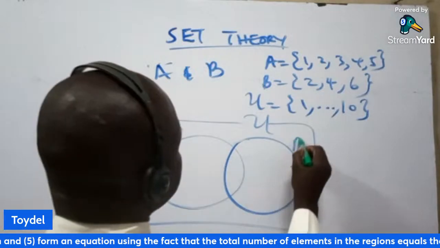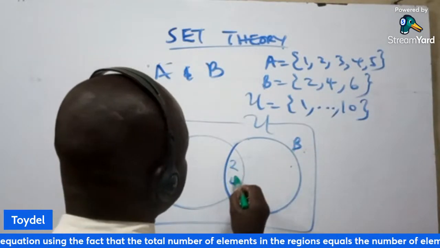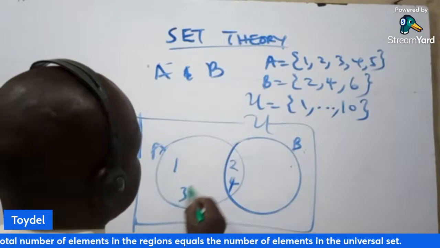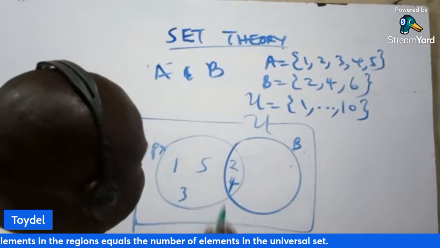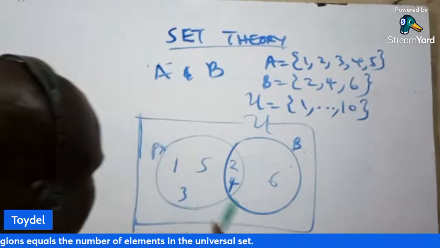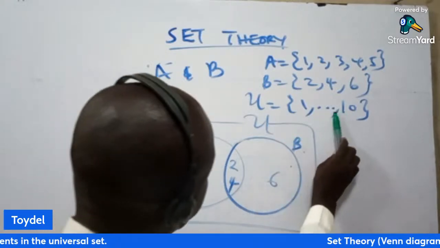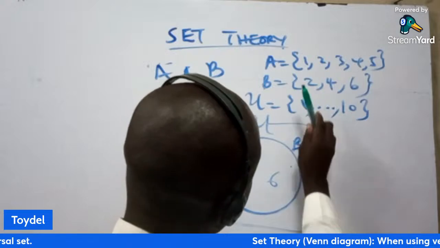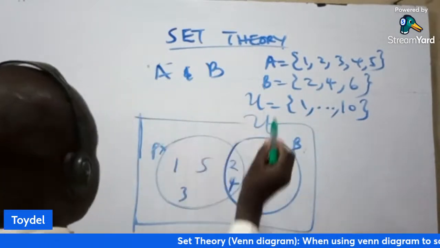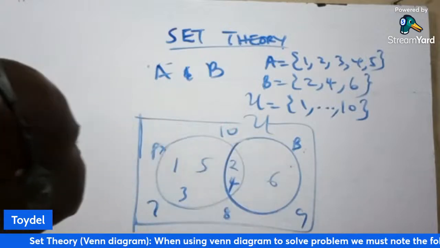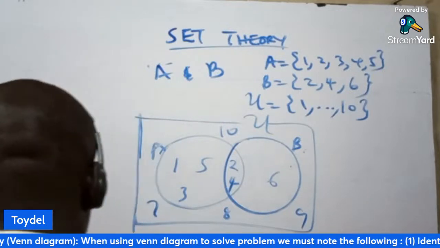Then we now focus on A. In A, we have element 2 here, we have 4 here. Then what do we have left in A? 1, 3, 5. In B, we have 2, 4, then 6. We have to represent this information. Then, you know, there are some other elements in the universal set that are not in either A or B. So we write those ones outside: 7, 8, 9, and probably 10. So this is how we represent this information in a Venn diagram.